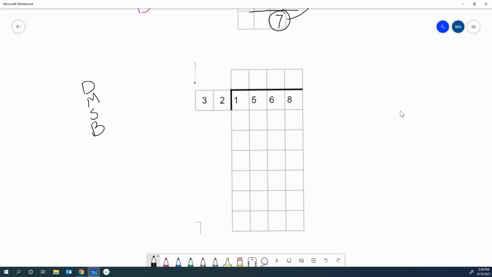All right, so 32 cannot go into 1. I can't say 1 divided by 32. I can't say 15 divided by 32. I have to move over and say 156 divided by 32. That makes for a really big number.